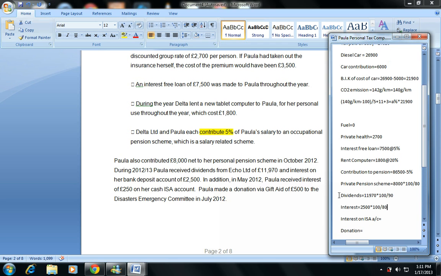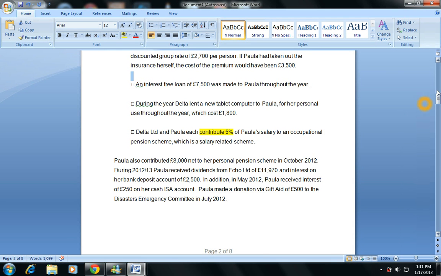And it says, in addition, in May 2012, Paula received an interest of 250 on her cash ISA account. That cash ISA, we don't charge any tax on it, so we put no tax on cash ISA. Cash ISA, you have to know that. And she made a donation of £500. Put that one down. So Paula made a donation via gift aid of £500 to the Disasters Emergency Committee in 2012. So this is the end of the question.